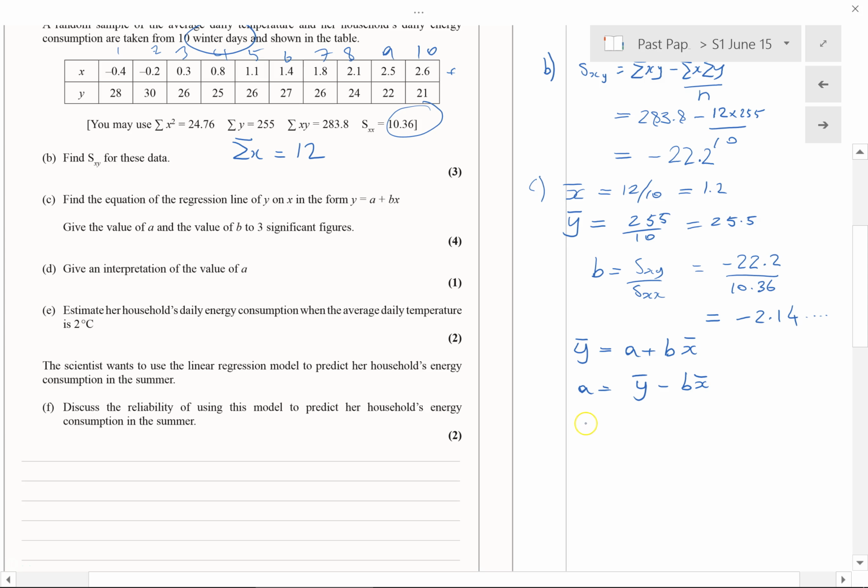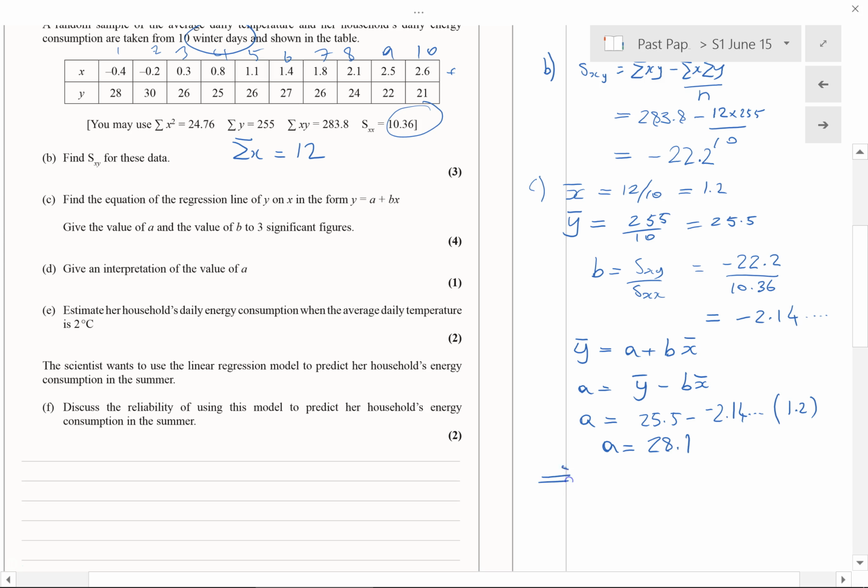Anyway, so we've got a equals y bar, which is equal to 25.5, minus b, which is negative 2.14 with all the other digits, times x bar, which is 1.2. And that gives me a equals 28.1 to 3 significant figures.